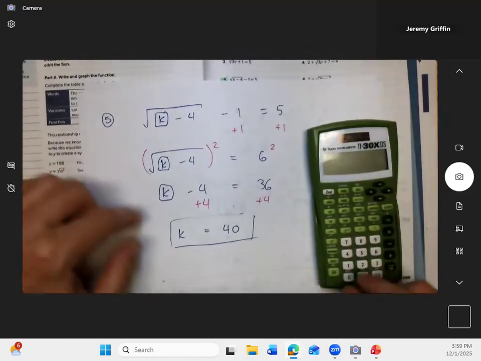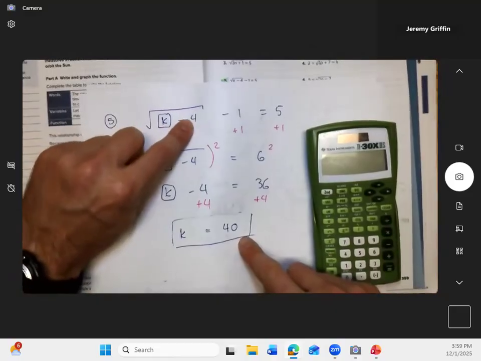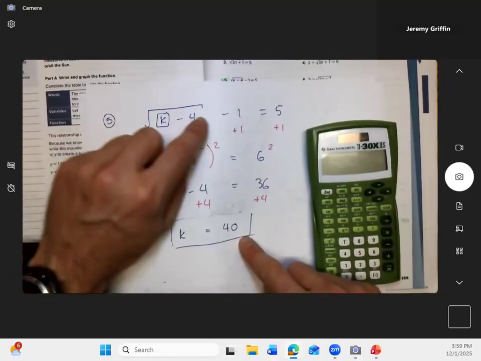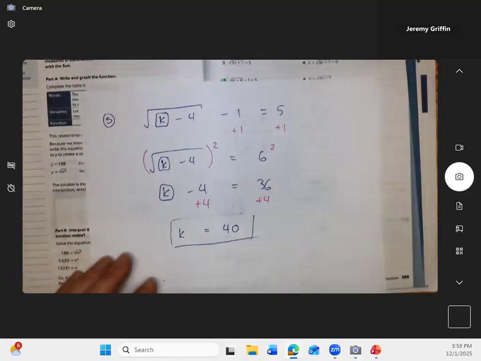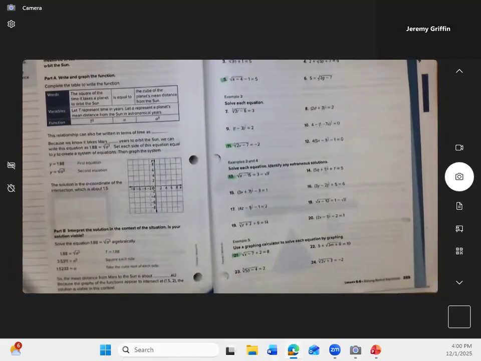We're getting a pretty good pace, so I'll plug this back in and see how it works. So what's 40 minus 4? That would be 36. The square root of 36, I'll call 6. 6 minus 1. Yeah, that's 5. That totally works. All right, we're good. All right, number 11.